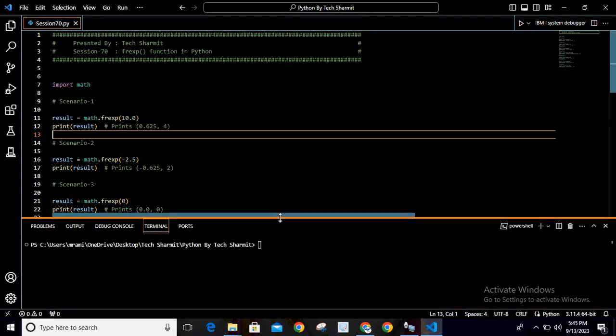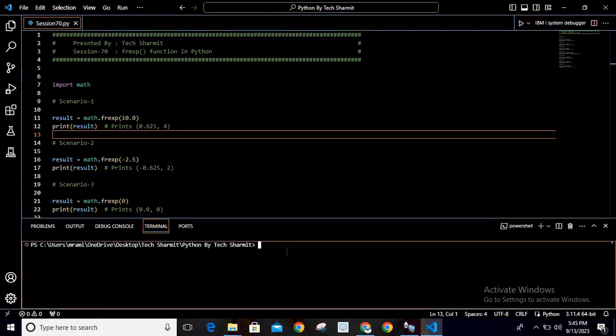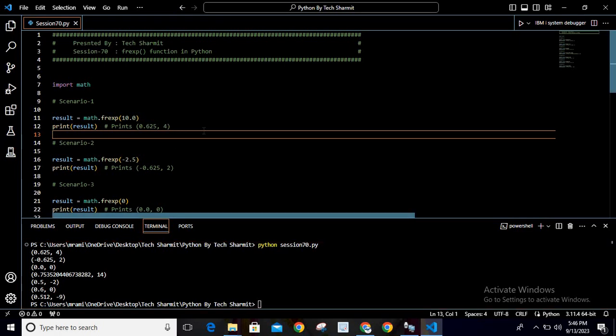Let me show you the output. For that, I'm dragging up my terminal, and here I will write python session70.py. If I hit enter, it prints multiple outputs. For the time being, you can focus on the first one. Here the output we are getting is 0.625 and 4. So 0.625 is the fraction and 4 is the exponent. Clear?